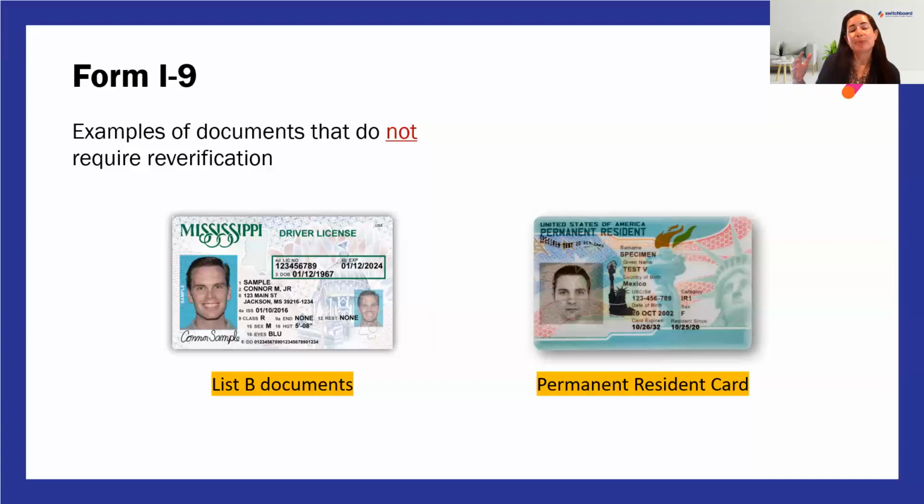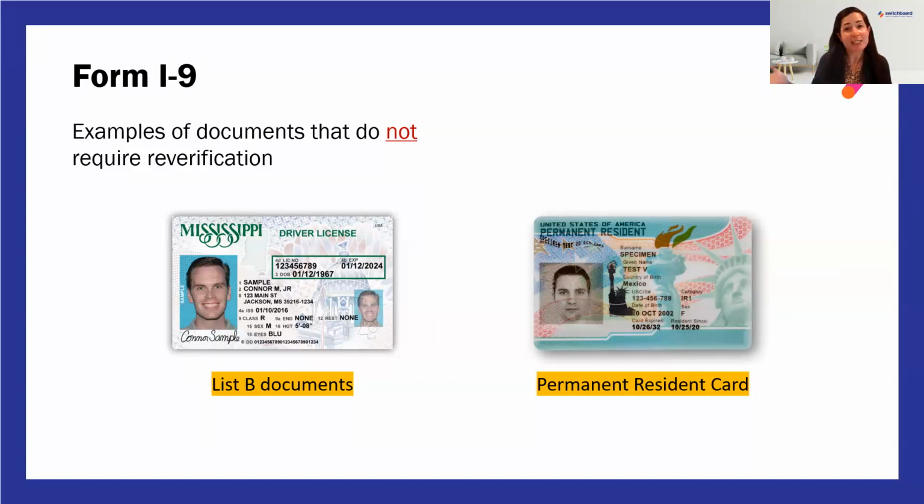Here are some examples of documents that do not require re-verification. List B documents, those identity documents, don't require re-verification. One question that had been asked that might be helpful to know is about the transportation boarding letter. That's the letter from the Department of State that has all the photos of the family, and often CBP will put a stamp on it. That letter is valid for a year, and that is a list B number 2 document. We'll talk about that in a moment.